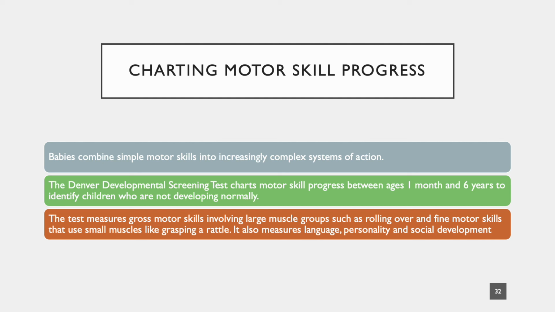One of the things we do is chart motor skill progress. Babies combine simple motor skills into increasingly complex systems of actions. One of the ways this is tested is through something referred to as the Denver Developmental Screening Test. It charts motor skills progress between the ages of 1 month and 6 years to identify children who are not developing normally. What the test does is measure gross motor skills involving large muscle groups, such as rolling over, and fine motor skills that use small muscles, like grasping a rattle. It also measures language, personality, and social development. Those are newer measures that have been added to the test.